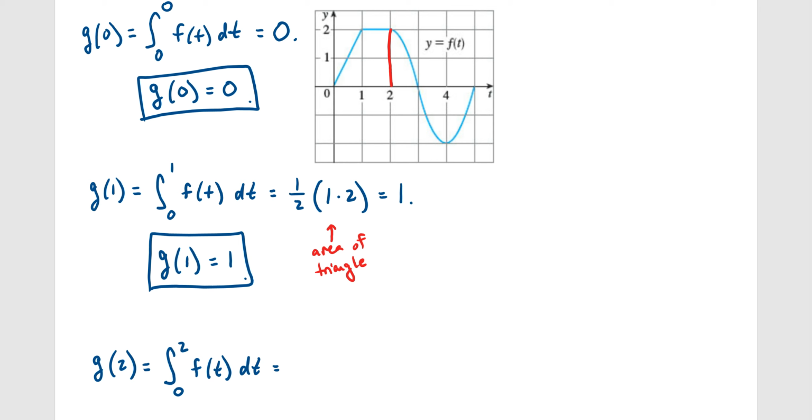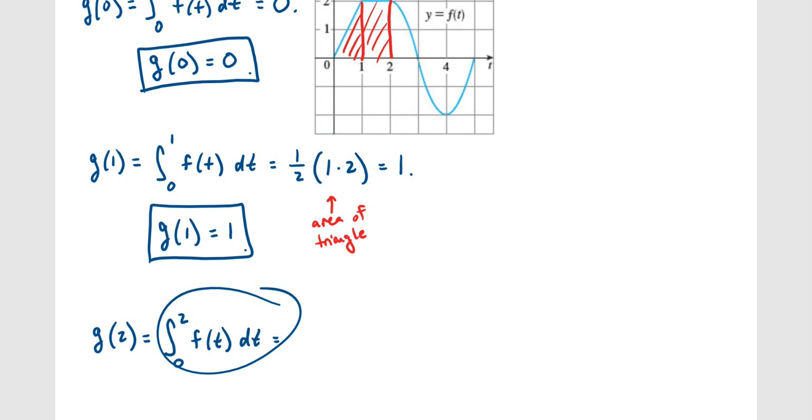We can split this up and say, well, that's going to be the area from 0 to 1 plus the area from 1 to 2. Because if we do that, that's going to be the area of a triangle, which we just did, plus the area of a rectangle. So let's go ahead and set it up like that. Let's rewrite the integral here. The integral from 0 to 2 is the same as the integral from 0 to 1 plus the integral from 1 to 2.